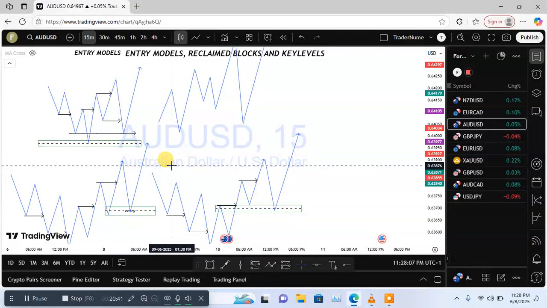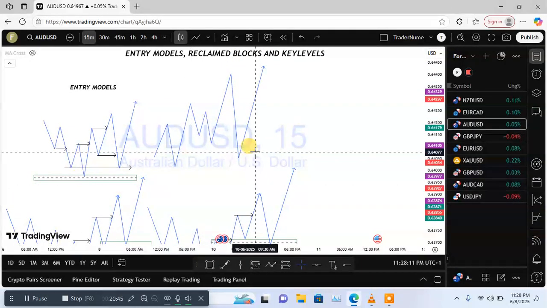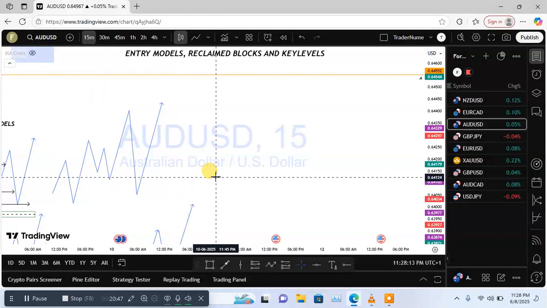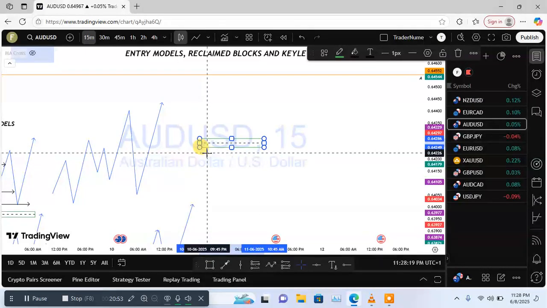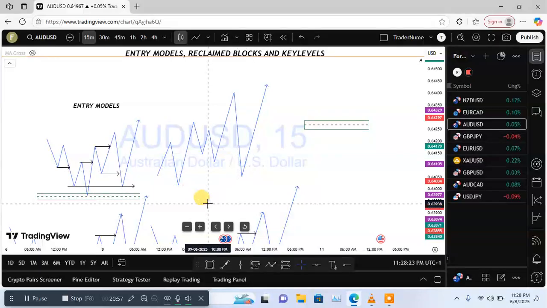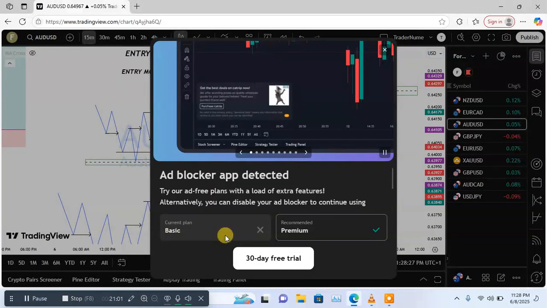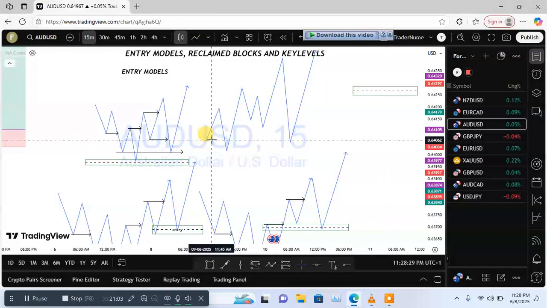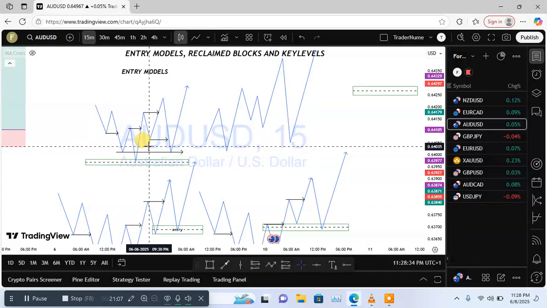Now, this is how to enter. We know reclaim, like I said, is a block that failed. It might be a demand or supply zone, a supply block. It might be a demand zone that failed. Now, in this example, who can spot the reclaim block? We have two reclaim blocks here. You understand? We can see so many reclaim blocks here.